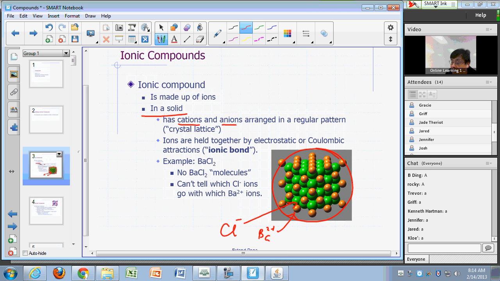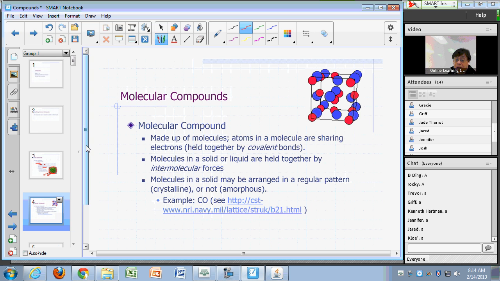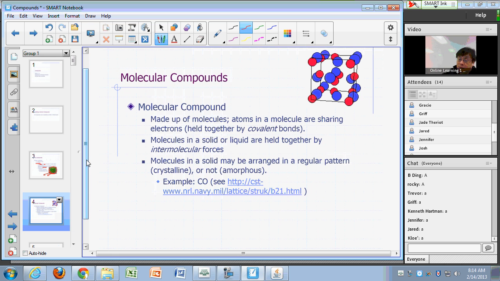These ions are held together in the lattice by what we call ionic bonding. That's just electrostatic or Coulombic attractions holding them together. Typically an ionic compound is a solid at room temperature. It has a very high melting point. It takes a very high temperature to melt an ionic compound. Molecular compounds, on the other hand, are made up of molecules, and the atoms in the molecules are sharing electrons, held together by what we call covalent bonds.